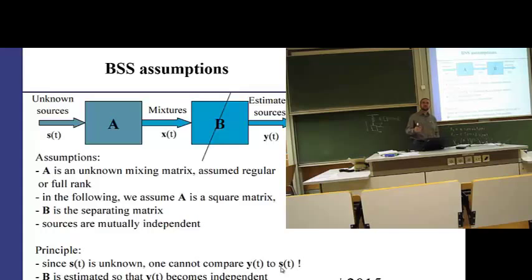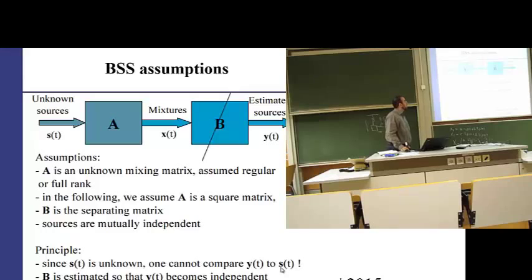And what does rank deficiency mean? When the matrix A is rank deficient, it means that some of the observations are just a linear combination of the others. So there is no extra information in those signals, in those sensors. It's just redundant information. So it means that the matrix is not full rank, and you have fewer equations than necessary. As a consequence, we assume that A is a square matrix. So we have, for example, two sources, we need two observations, and the matrix A is full rank.